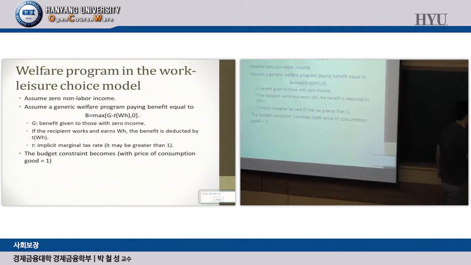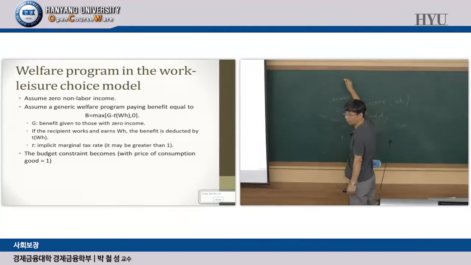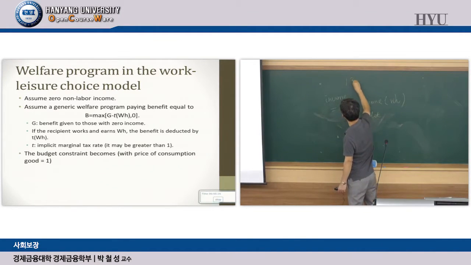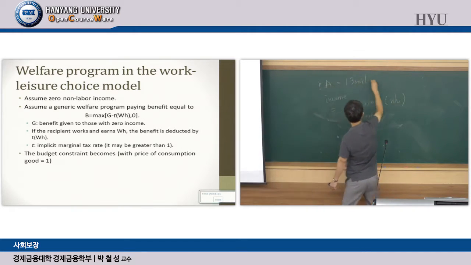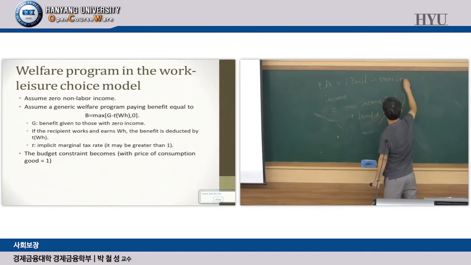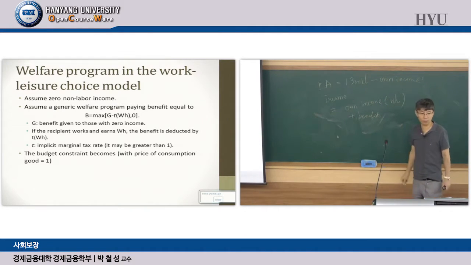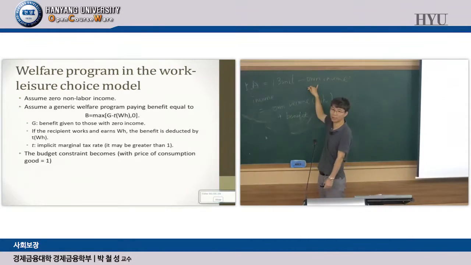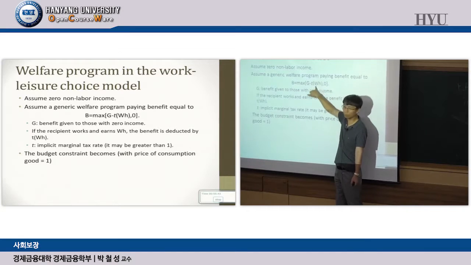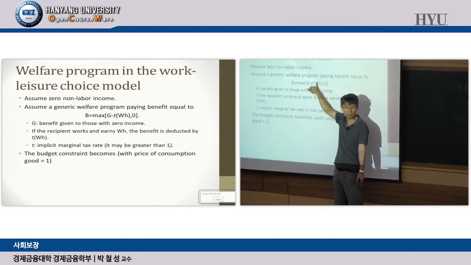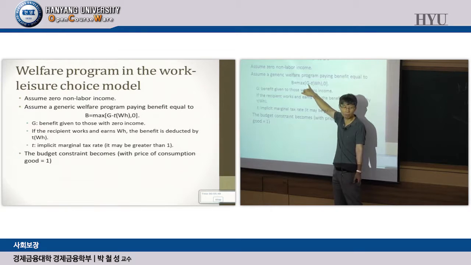In Korea's case, the livelihood allowance, for a family of size 4, if your own income is 0, you get 1.3 million won. Okay? So that's G. This is the amount you would get with 0 income. And you have your own earnings, WH, right? And your benefit will go down.